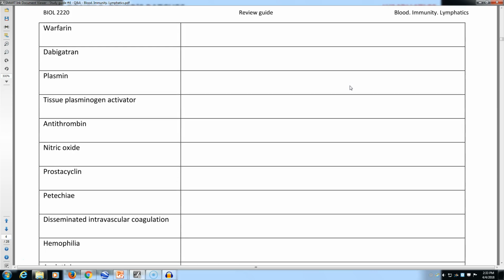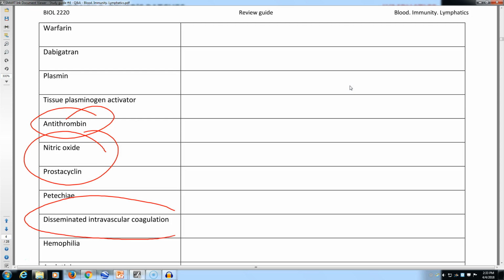So plasmin. Tissue plasminogen activator activates plasminogen. Plasminogen becomes plasmin. Plasmin destroys the fibrin threads. Again, antithrombin, well, the name explains it all, right? Know the roles of nitric oxide and prostacyclin, which are produced by healthy endothelium. Know what petechiae is, and disseminated intravascular coagulation. Know what happens during these things. Does that make sense? Okay.